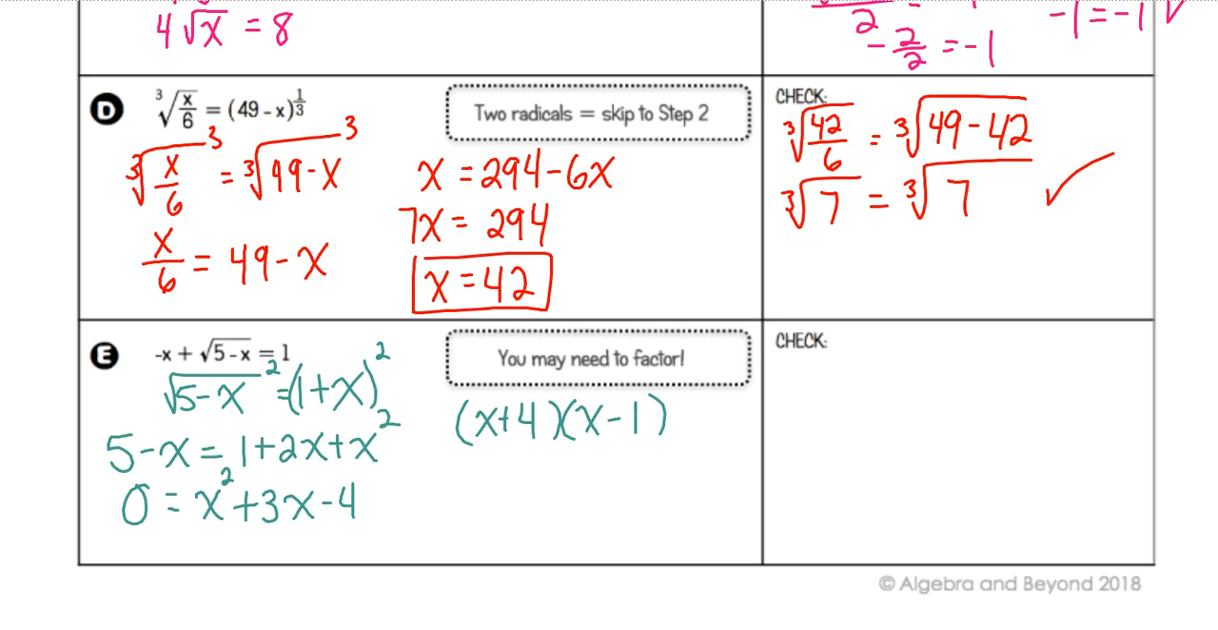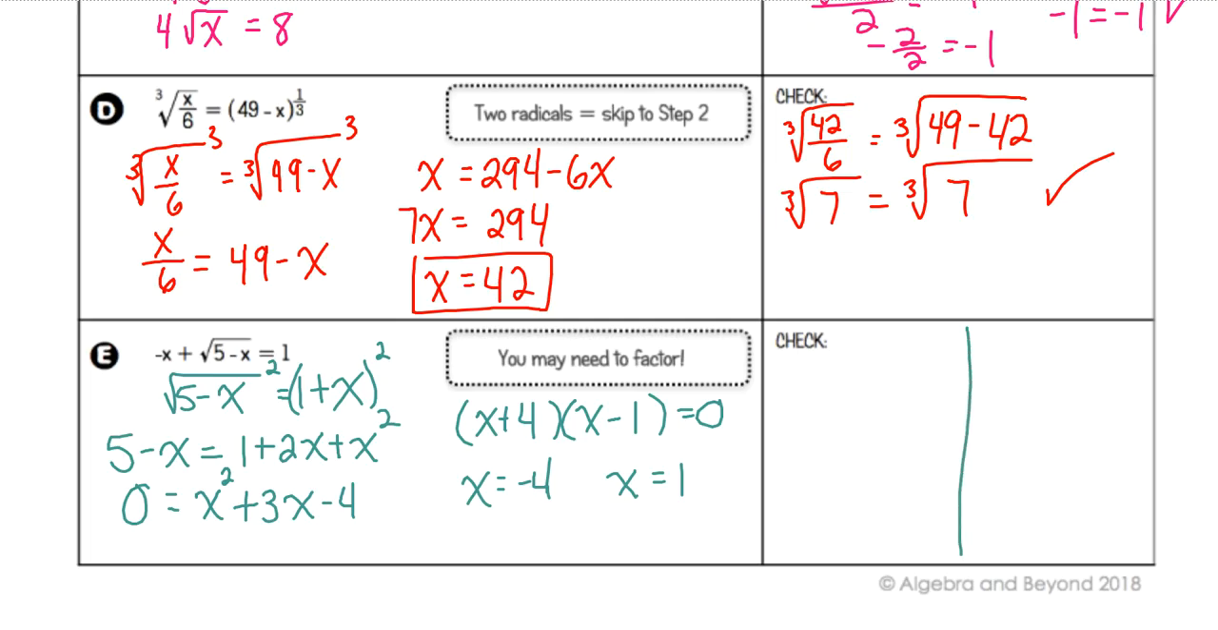Because 4 times -1 gives me the -4, and 4 minus 1 gives me the +3. So my solutions, therefore, what would make that equal 0? X could be -4, and x could be 1. Okay, so let's check. For this one we're going to have to check both solutions.